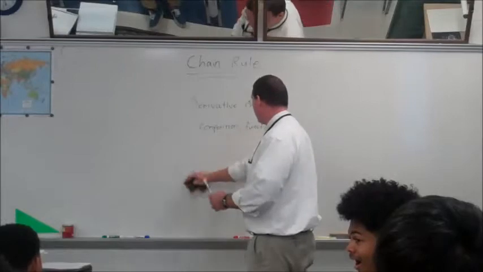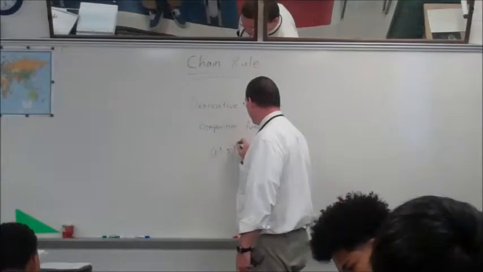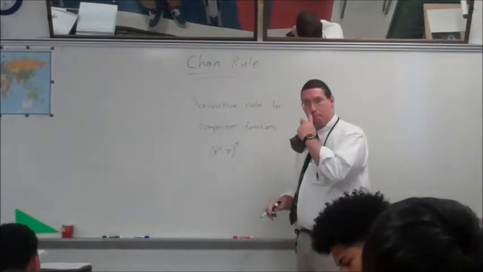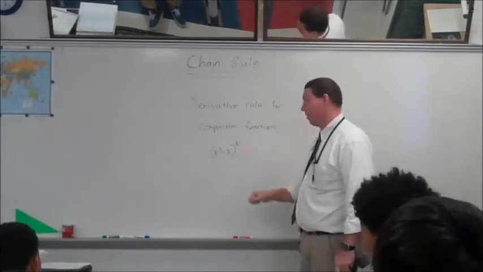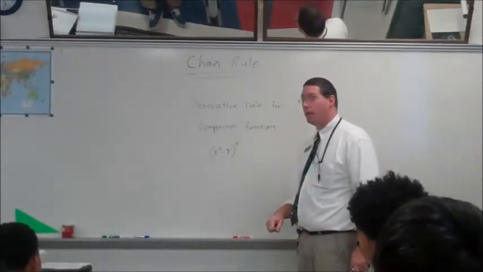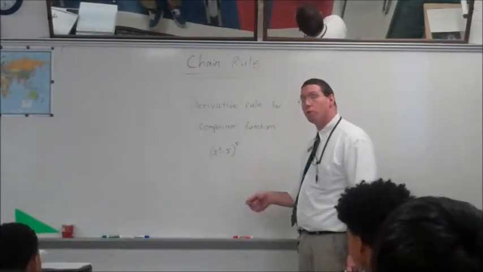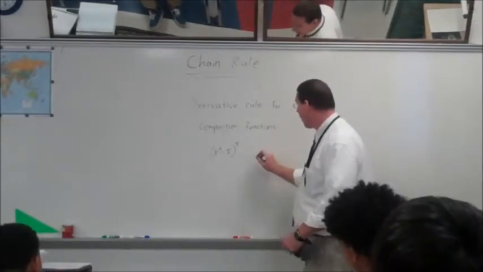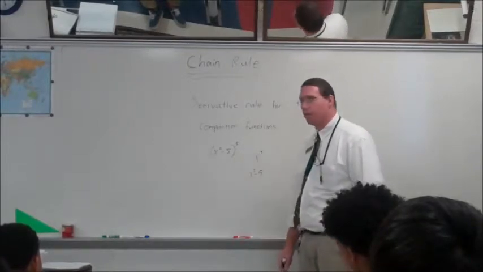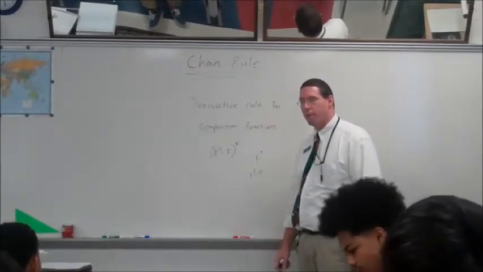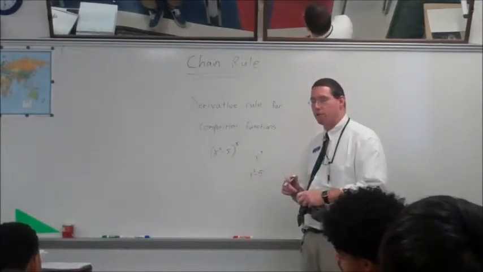I'll give you one more example of a chain rule problem. X squared minus 5 to the 5th power. Now, you could expand this. It would be a pain to expand, and it would take you a very long time. Or you could just do the chain rule. This is the same thing as x to the 5th and x squared minus 5, where x squared minus 5 is plugged into the x in x to the 5th. It's two separate functions that have been put together into a composition function. Okay?